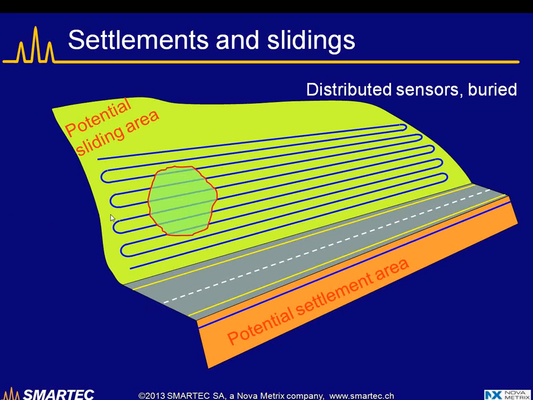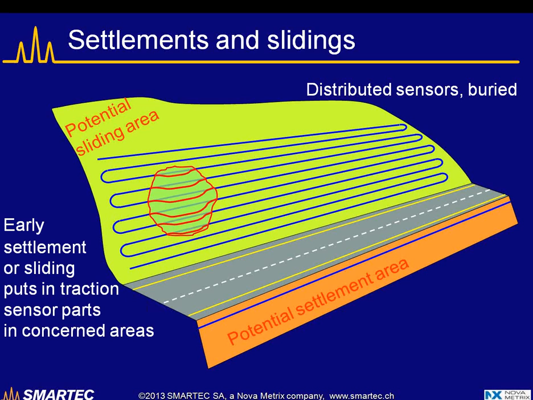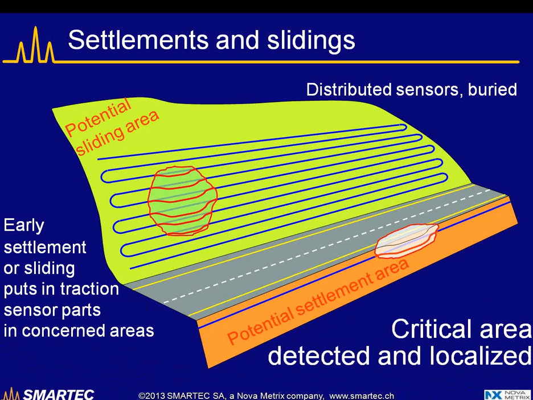For example, if now a landslide occurs at this location, it will move the cable and elongate it, and in particular we will see strains at the beginning and at the end of the sliding zone in each of these paths. So in this case we will be able to localize the sliding area. The same applies to a settlement. In this case the settlement area will also create an elongation in the cable that we can detect.